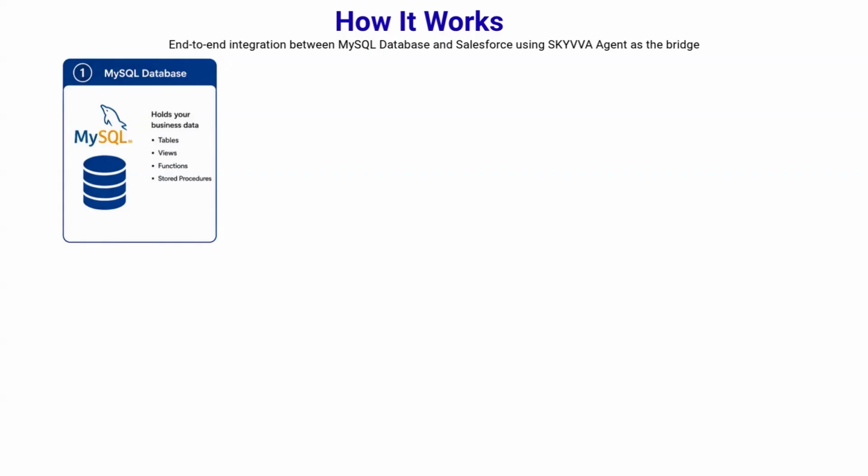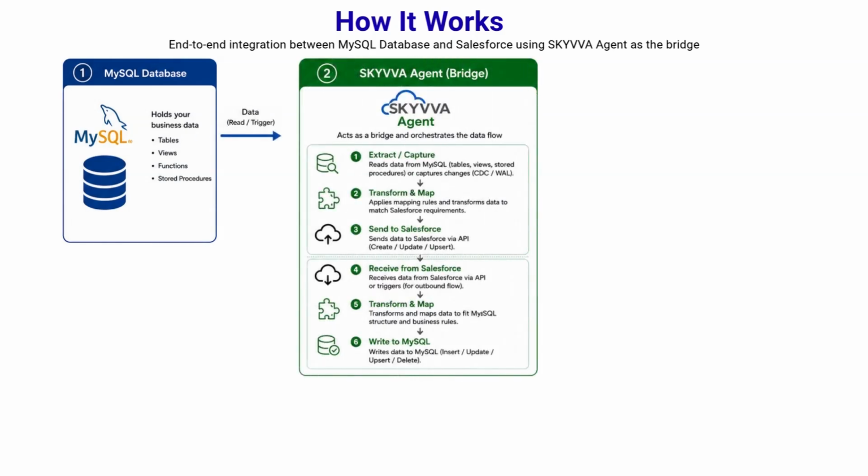Step 1. Business data in MySQL. The integration begins with the MySQL database. This is where business data such as customer information, products, orders, invoices, and other business records are stored. MySQL organizes the data into tables, views, functions, and stored procedures, making it available for business applications and integrations. At this stage, MySQL acts as the source system for inbound integration, holding the business data until the SKYVVA Agent retrieves it.